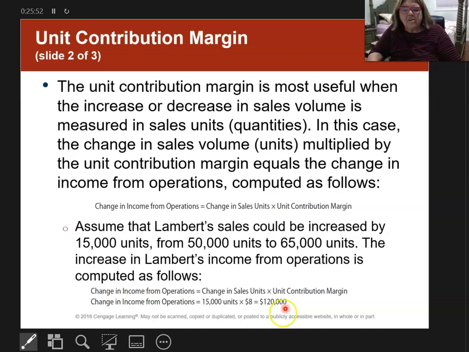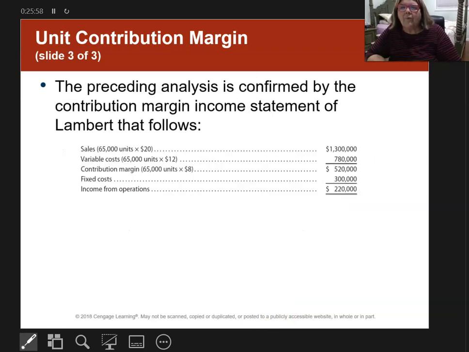If I didn't know this unit CM, I would not know how it's going to affect my profit or my operating income. Here's my little chart. So remember before, this was 100,000, but now it was increased by 120,000. Okay, because I went from 50,000 units to 65,000. I added 15, but look, I have to calculate these over here too at the 65.